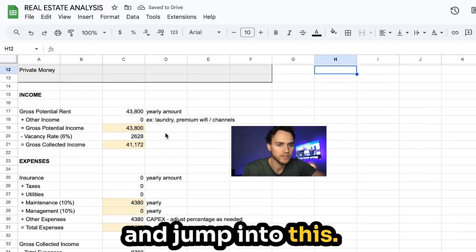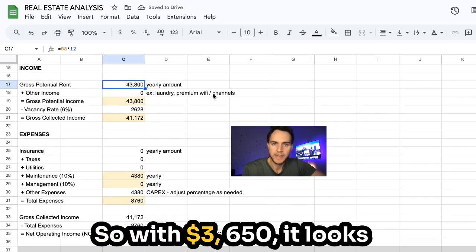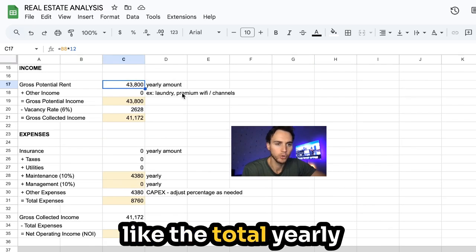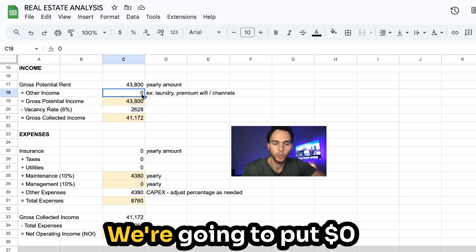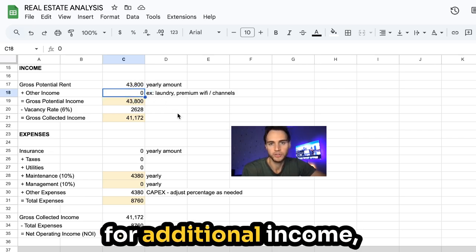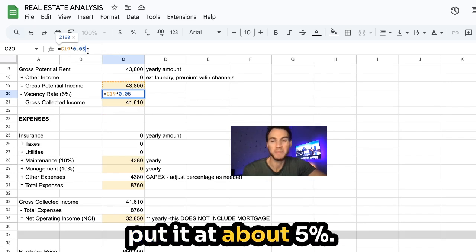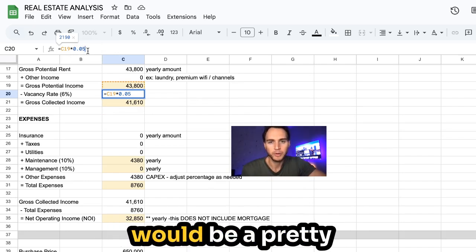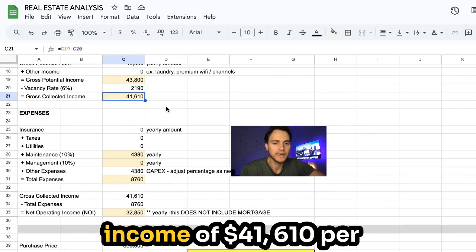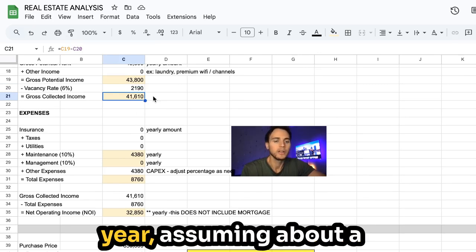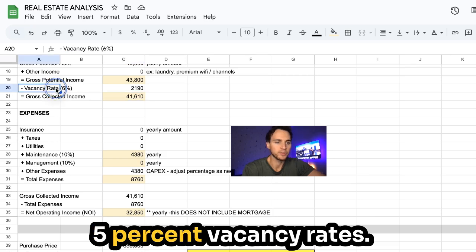So let's go ahead and jump into this. With $3,650, it looks like the total yearly gross potential rent would be $43,800. We're going to put $0 for additional income. In terms of the vacancy rate, we're going to put it about 5%. 5 or 6% I think would be a pretty good estimate. And that would bring you to a gross collected income of $41,610 per year, assuming about a 5% vacancy rate.